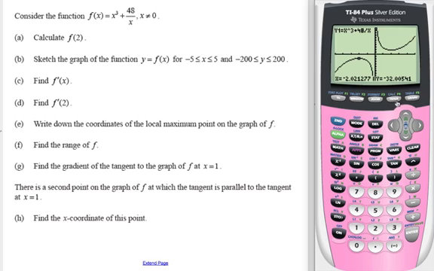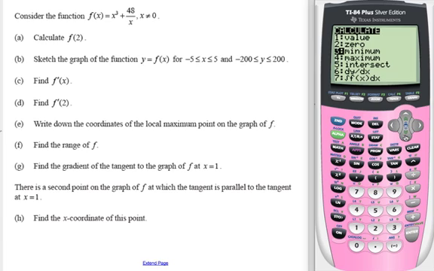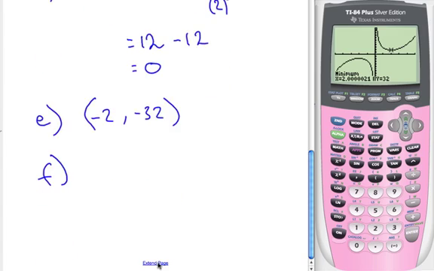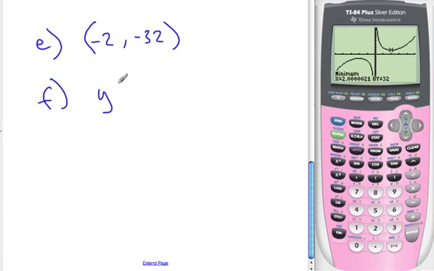So calculate, let's calculate the minimum. Go along. Okay, left of the minimum. Come up. Right of the minimum. Okay, so when y is 32. So basically the possible y values are anything bigger than 32 and anything less than -32. We need to write that out properly. So the range is when y is bigger than or equal to 32, and when y is less than or equal to -32. Okay, so that's our range.